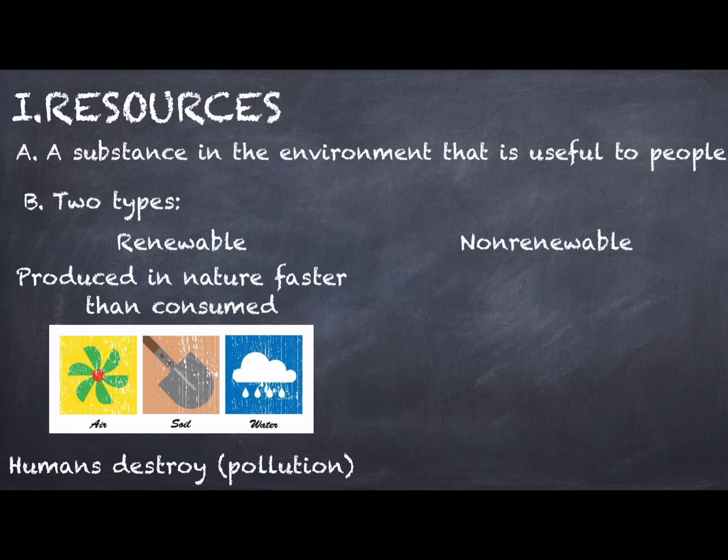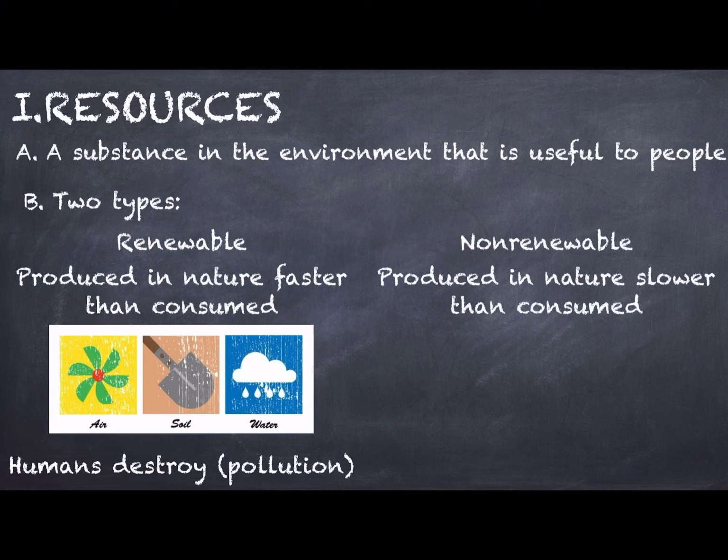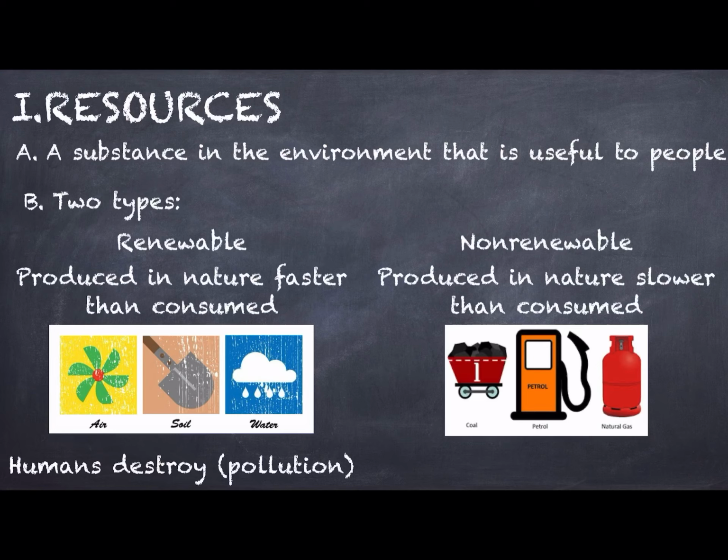The second type of resource is a non-renewable resource. A non-renewable resource is one found in nature that is produced slower than it is consumed. A non-renewable resource is not in as much abundance as a renewable resource. What would be an example of a non-renewable resource that is produced in nature slower than consumed? Well, non-renewable resources are items like coal, petrol, oil, natural gas, those types of things that are produced in nature slower than they are consumed.